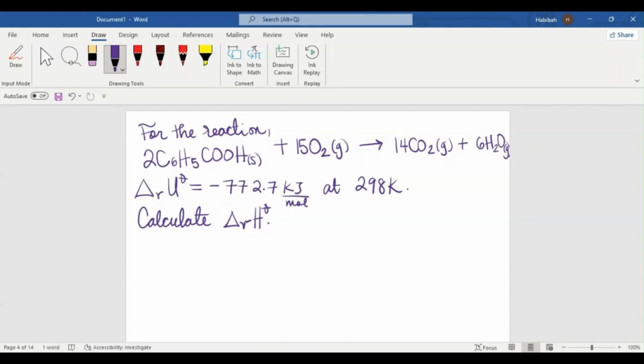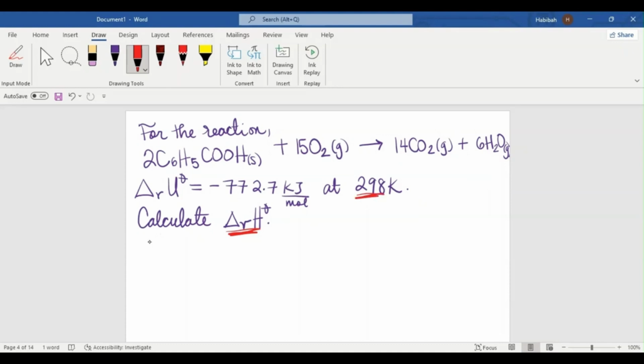Salam and welcome everyone. So today we're going to be working on the question on the screen that says C6H5COOH reacts with oxygen gas to produce carbon dioxide and water. So basically, this is a combustion reaction of C6H5COOH. We're asked to determine the change in enthalpy of the reaction when we're given the change in internal energy of the reaction. And we're also told that the reaction occurs at 298 kelvins.